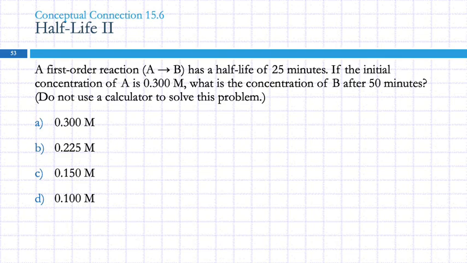A first order reaction has a half-life of 25 minutes. If the initial concentration is 0.3 molar, what's the concentration of B after 50 minutes? Do not use a calculator to solve this problem. How many half-lives is 50 minutes? 2. So the first half-life, concentration is cut in half. Second half-life, it cuts in half again. So what's half of 0.3? 0.15. And what's half of that?